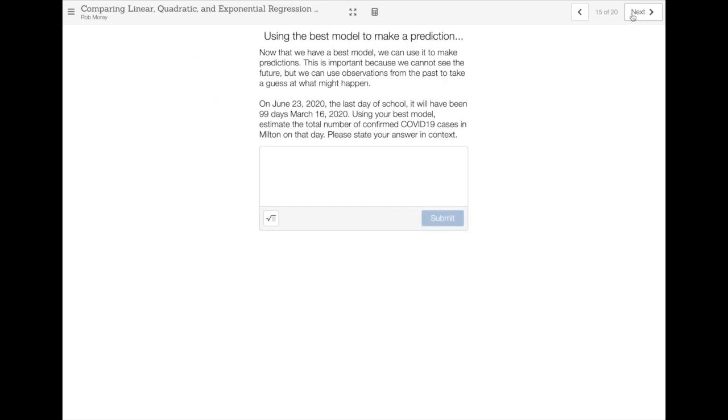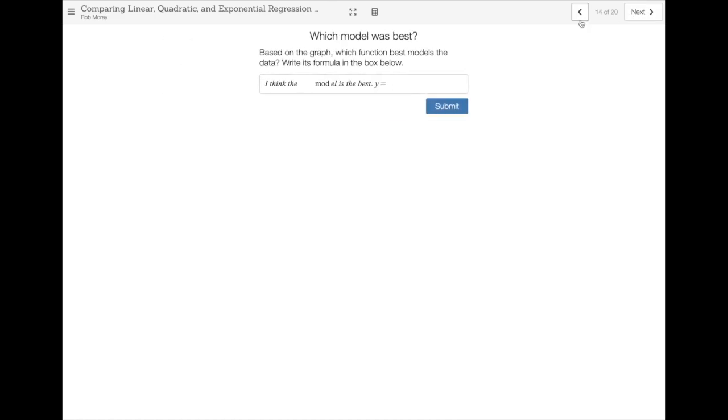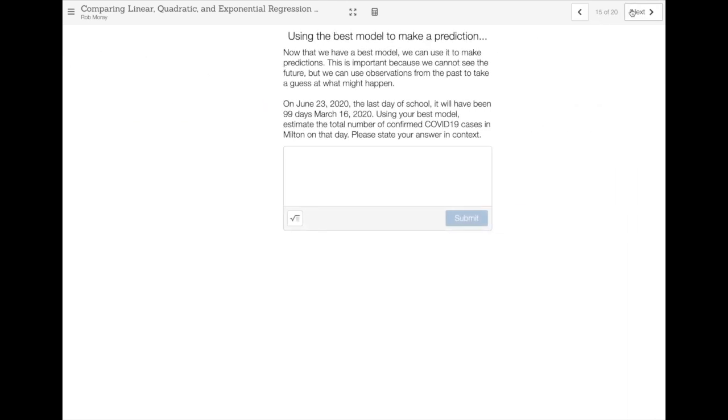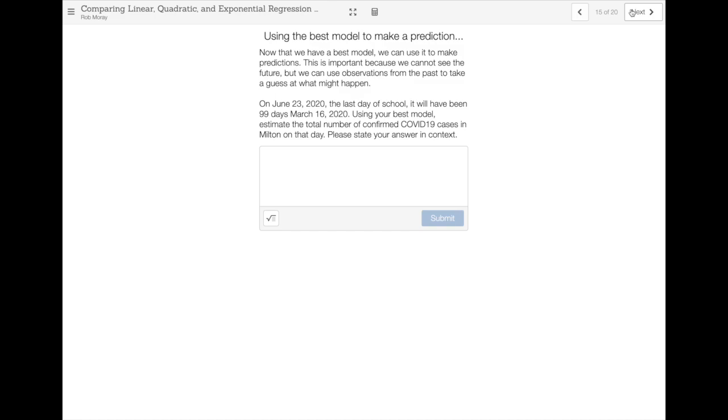Now that you have the model, you're going to just simply use that to make a prediction. So what I want to know is that on June 23rd, in a couple weeks, it's going to be the last day of school, and it will have been 99 days since March 16th. Using the best model that you found and wrote down in this step here, where x is equal to, think about it, what would x be equal to for 99 days in? Plug in using a calculator.